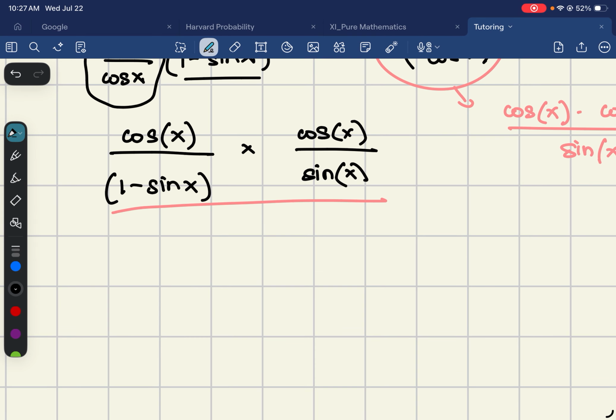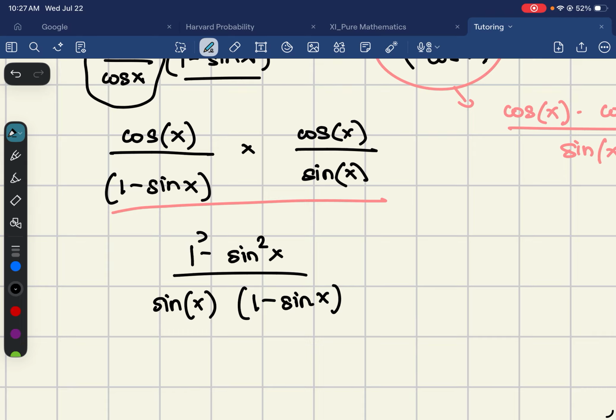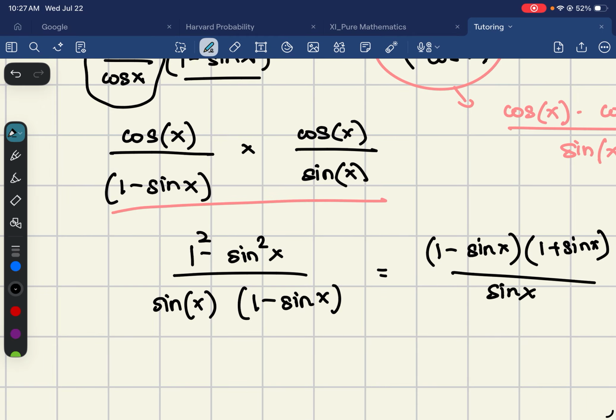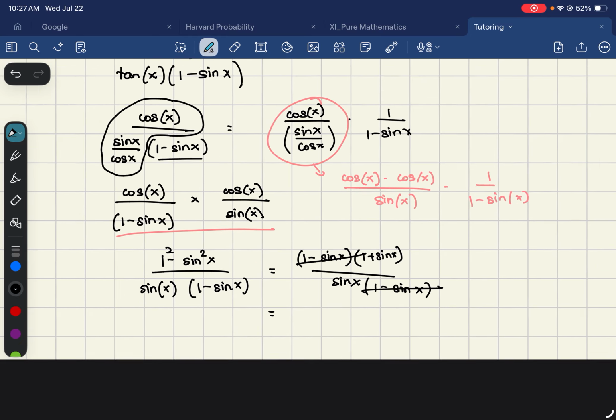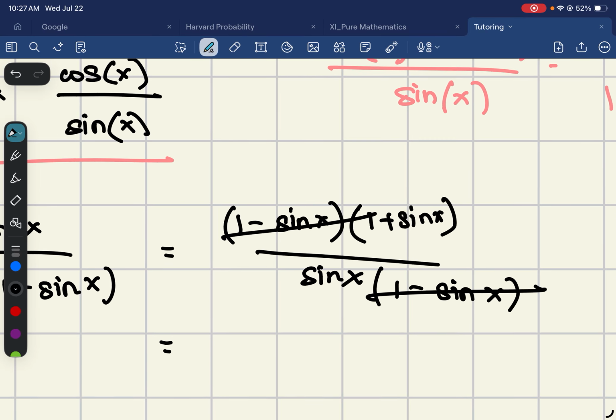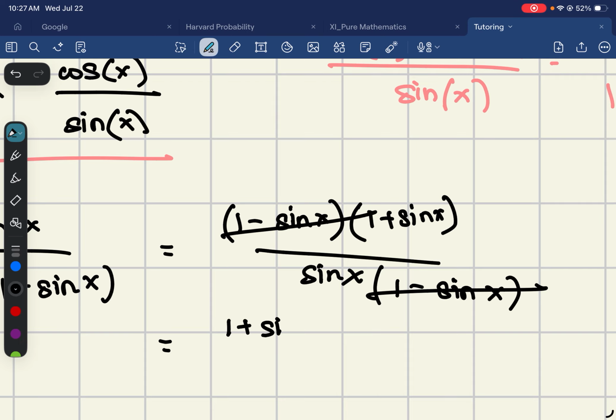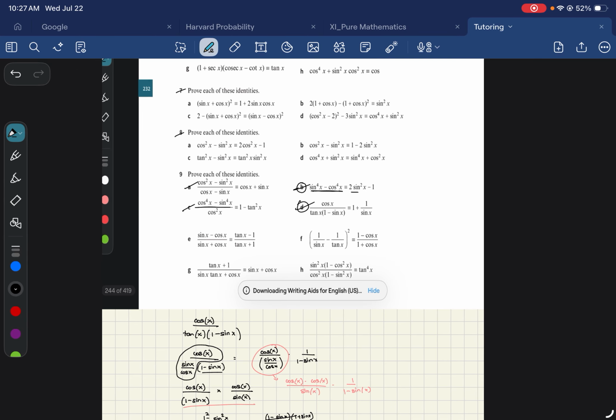And now that we have this, I have cos squared x over sine x times 1 minus sine x in my denominator. And cos squared x, I can write as 1 minus sine squared x. And this is 1 squared minus sine squared x. So I can write it as 1 minus sine x, 1 plus sine x, divided by sine x, times 1 minus sine x. And this is going to cancel out. So finally, we have 1 plus sine x over sine x, which is identical to 1 plus 1 over sine x, if you simplify. All right, so we are done with D.